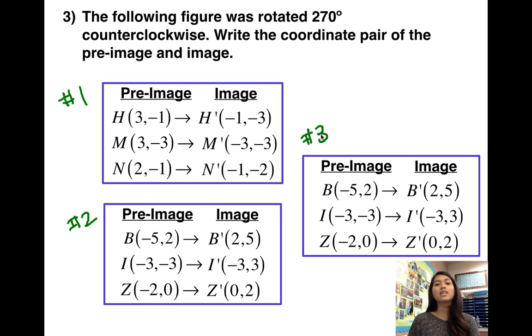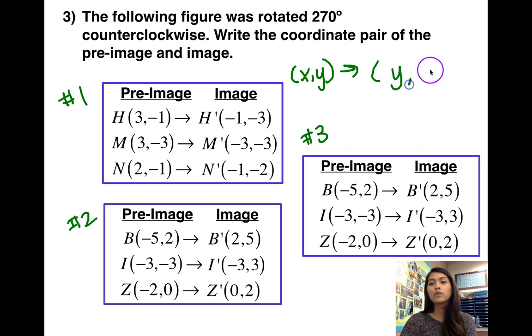I already hinted that I noticed that the ordered pairs were switched. Now, was there anything else happening? Yes, there is. Hopefully you recognize not only are the ordered pairs switching, but we are also forced to take the opposite of one of the ordered pairs. Now, was it the first or the second?